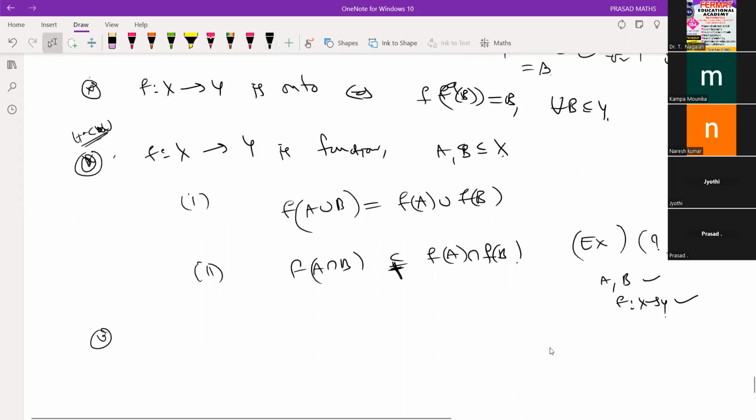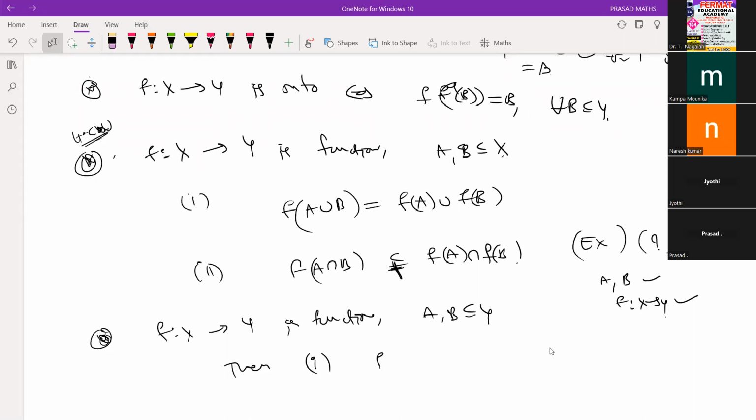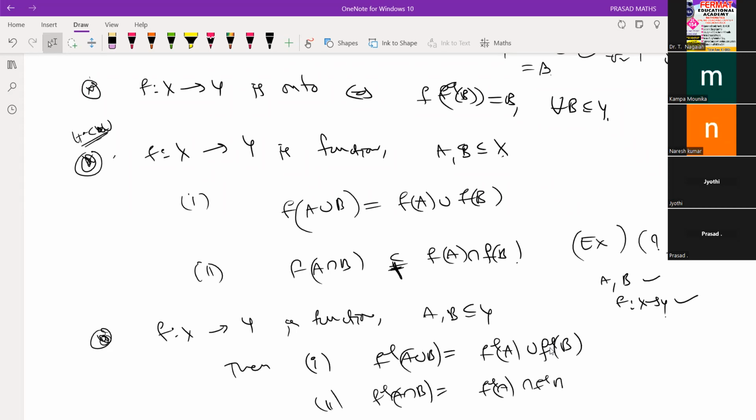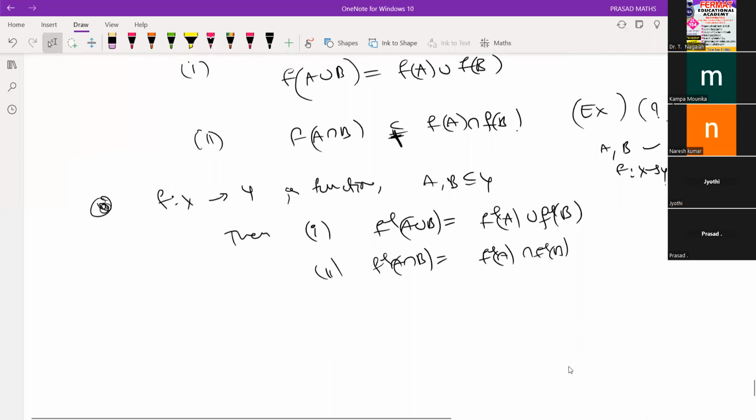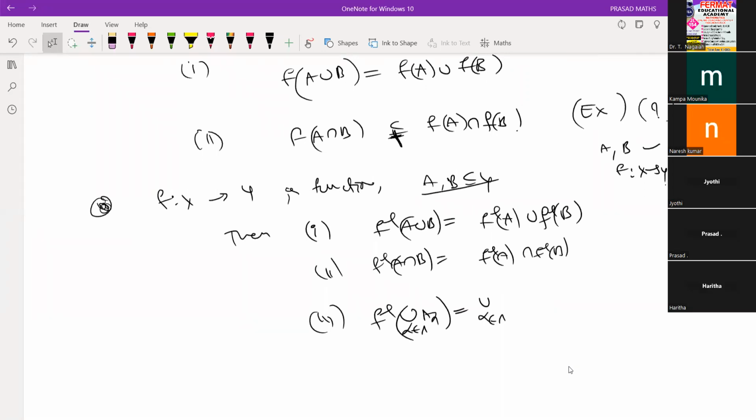Similarly, f is a function from X to Y, and when you take A and B as subsets of Y, the codomain, automatically the inverse image of A union B is the union of the inverse images. And the inverse image of the intersection is nothing but the intersection of the inverse images. Of course this result is true for arbitrary unions and arbitrary intersections too. You are taking actually two members.